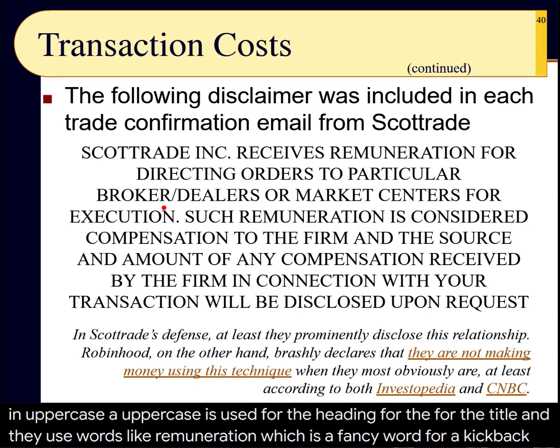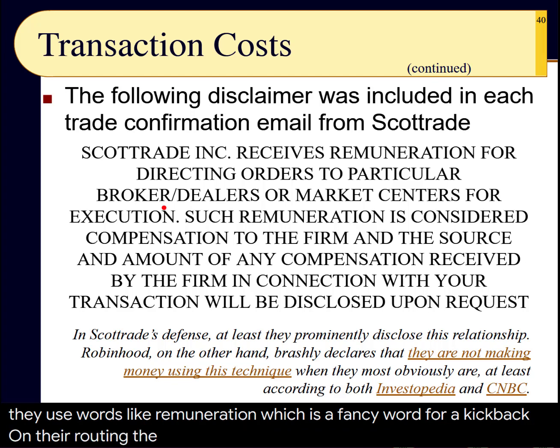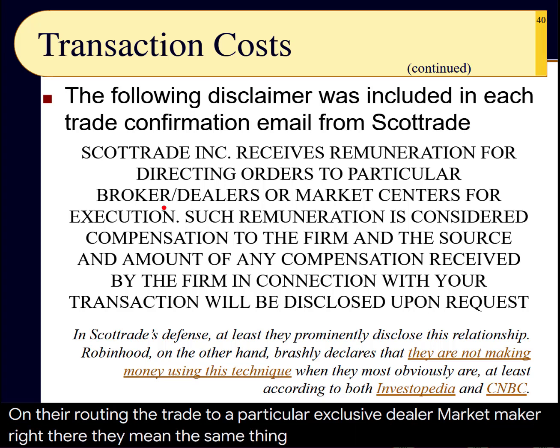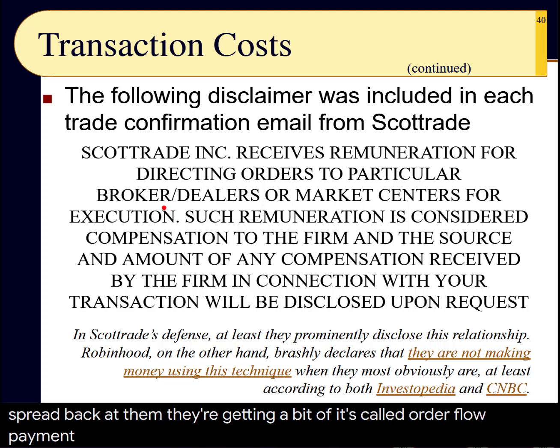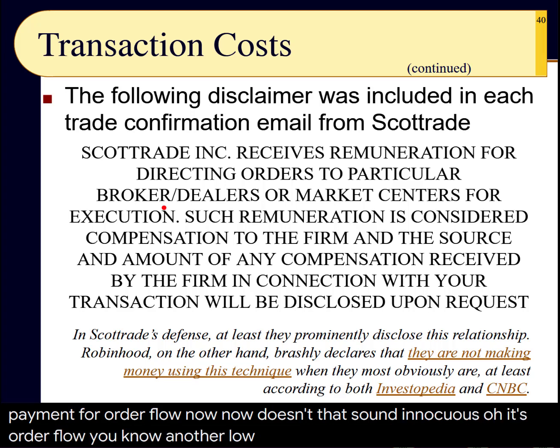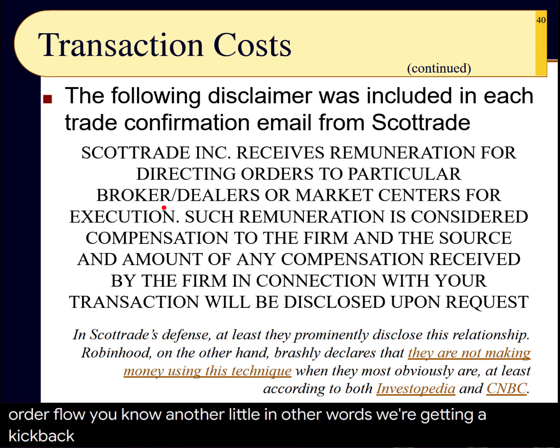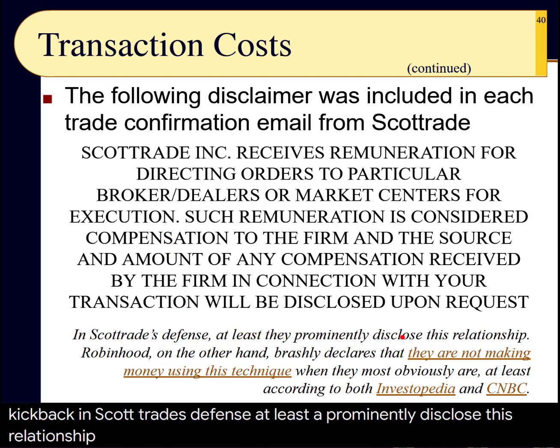What's going on? They're routing the trade to a particular exclusive dealer, market maker, right? They mean the same thing. And they're getting a bit of the spread back at them. It's called order flow, payment for order flow. Now doesn't that sound innocuous? Oh, it's order flow. In other words, we're getting a kickback. In Scottrade's defense, at least they prominently disclose this relationship in every confirmation email that you would get.